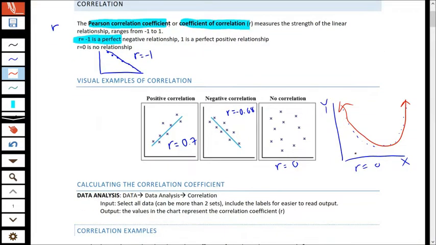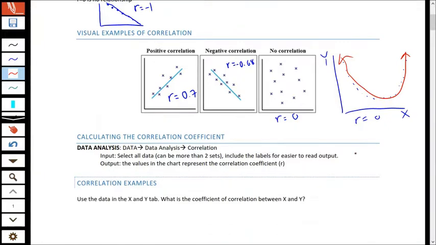In order to calculate your correlation coefficient, you are going to use data analysis. When you go into data analysis, you're going to select, it's a really tricky one there, correlation, okay? When we go to do correlation, you can select for the input, there's basically two things. There's the input, and then it's going to output those values. For that input, you can select all of the data. It doesn't just have to be two variables, X and Y.